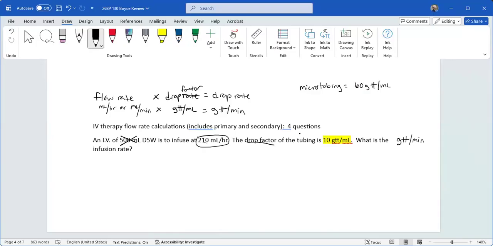The question is asking how fast is it going? And I'm making a conversion, such as going from miles per hour to kilometers per hour. I don't care if it's a Toyota Camry or a Honda Accord. I don't care what vehicle it is. What I do care about is the speed and then just changing how I'm expressing that. So I'm going to show you the long way, which is I'm going to take my 210 ml per hour, multiplying it by my drop factor, which is 10.